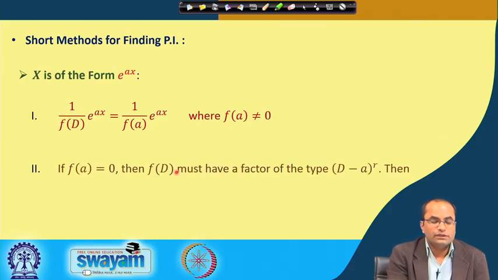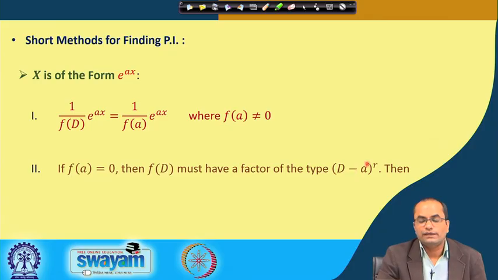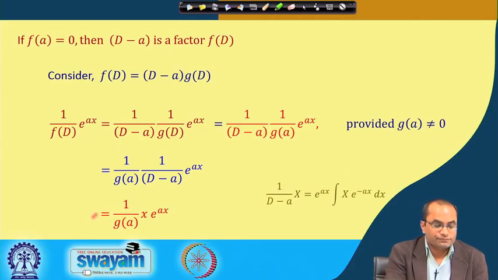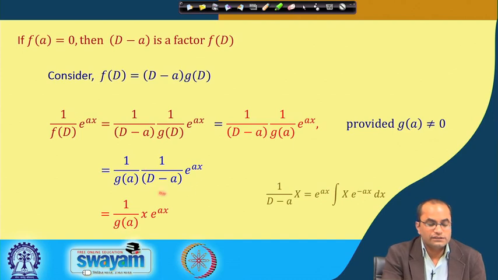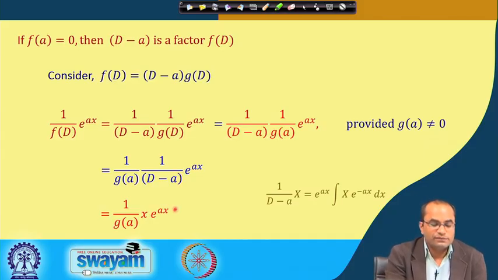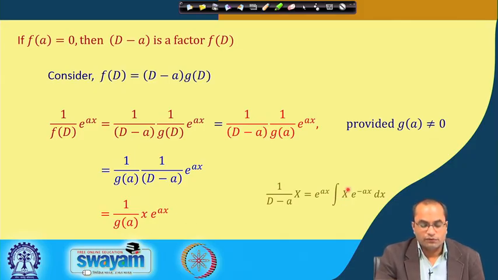If this f(a) is 0, then f(D) must have a factor of the type (D minus a) power r, and we have already seen that when we have 1 over D minus a operated on e power ax, we get x e power ax. Suppose we have here (D minus a) square. That means we will again operate on this x e power ax. So, what will happen if we operate again 1 over D minus a on x e power ax? This formula again will be used.